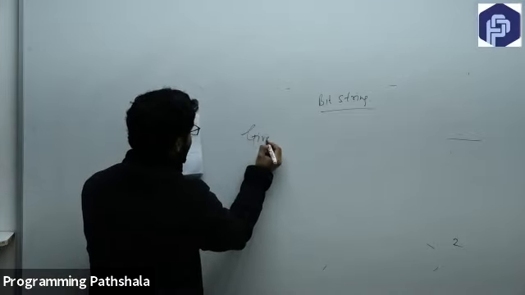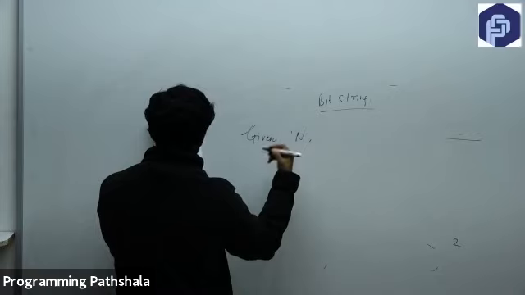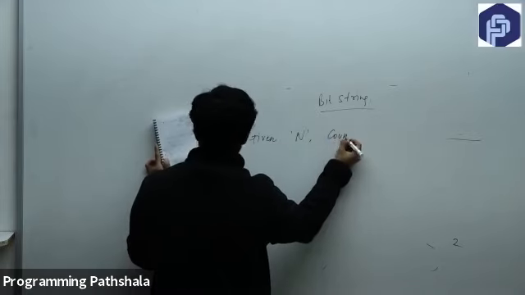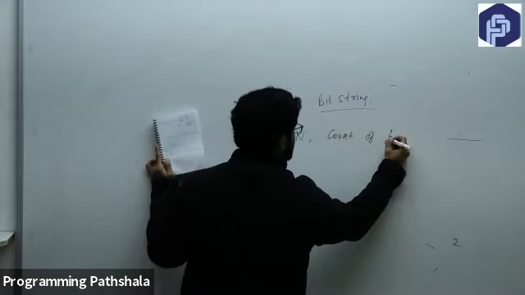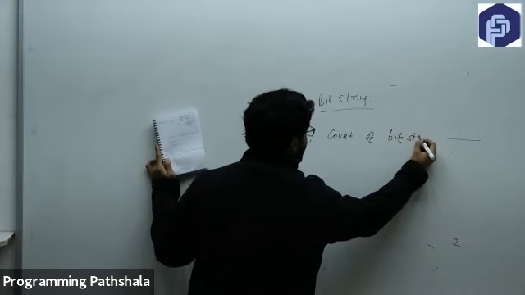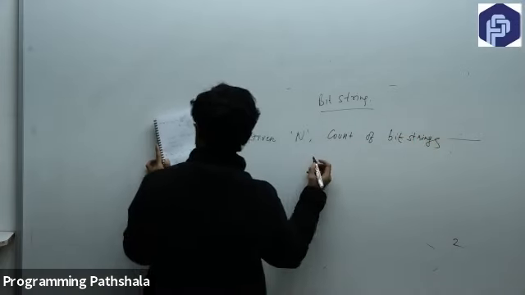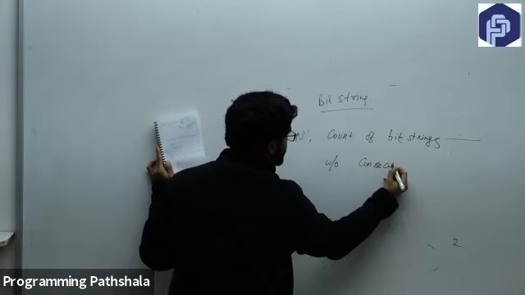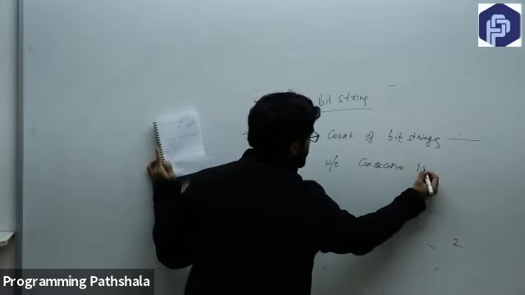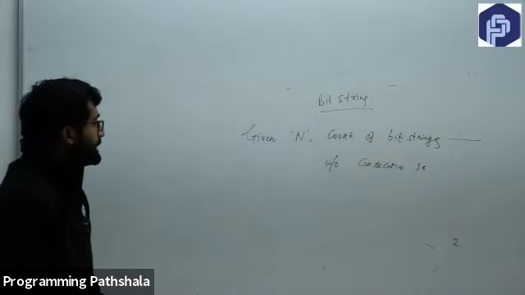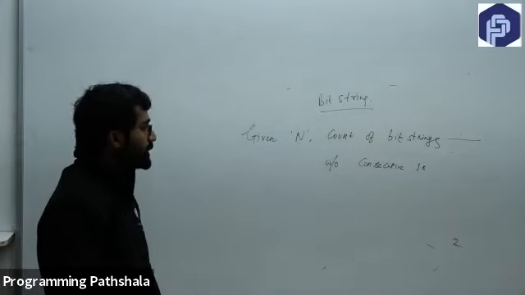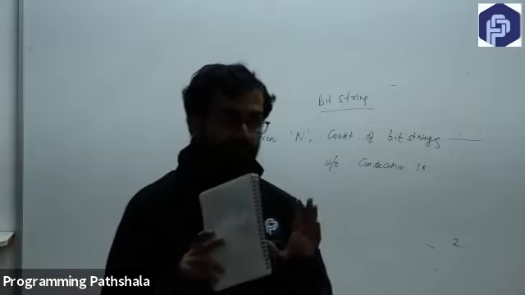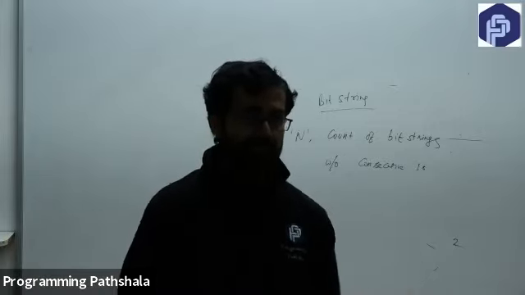you have been given an integer n. Now you have to tell me the count of bit strings without consecutive ones. Count of bit strings without consecutive ones. So there should be no adjacent ones.